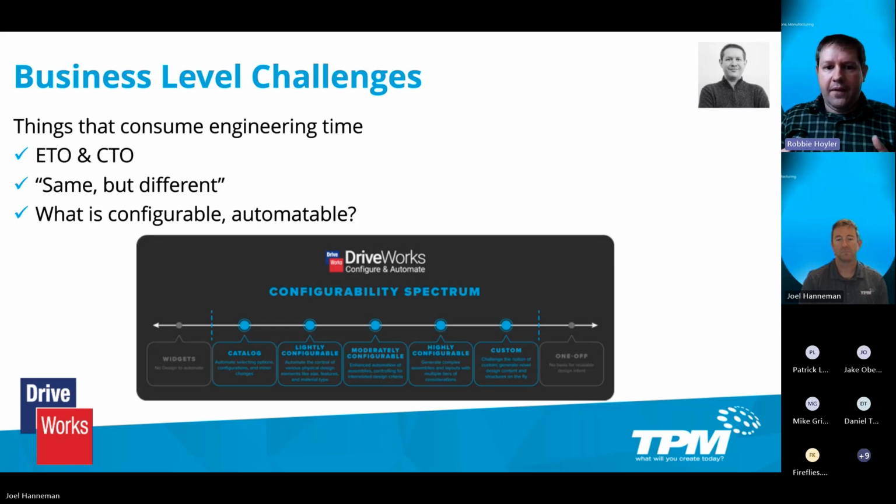On this configurability spectrum, there's really two ends to it. There's things like widgets that are just not worth it to configure or automate. Those are things like bolts. We have SolidWorks Toolbox, which is a list of configurable items. You don't necessarily need to automate that because it's super simple. So the juice isn't worth the squeeze to automate something like that.